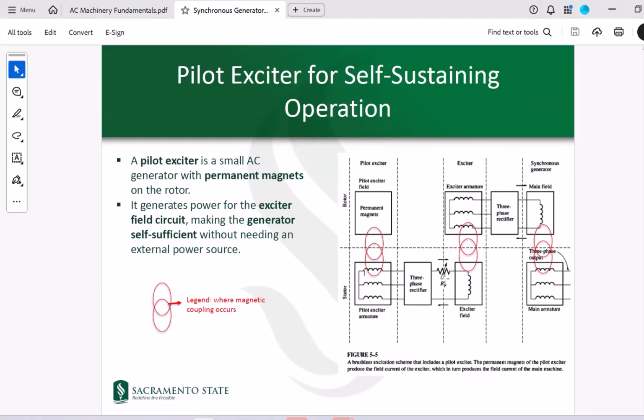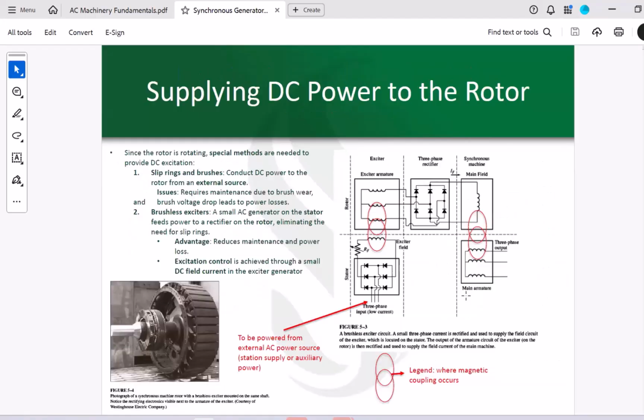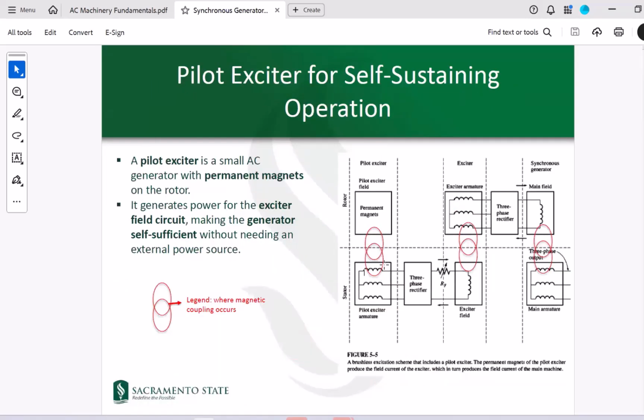So if you look here, this source is provided through here. So you have a permanent magnet generator. This is a permanent magnet generator. The permanent magnet does not require a field current because the permanent magnets would provide that field. That permanent magnet is on the rotor.